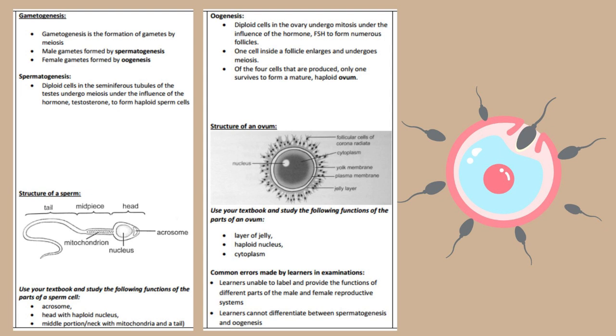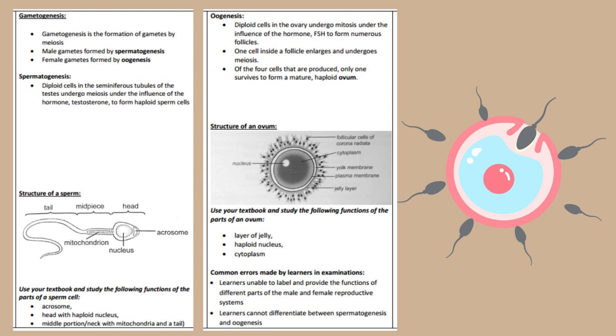Oogenesis. Diploid cells in the ovary undergo mitosis under the influence of the hormone FSH, to form numerous follicles. One cell inside a follicle enlarges and undergoes meiosis. Of the 4 cells that are produced, only 1 survives to form a mature, haploid ovum.